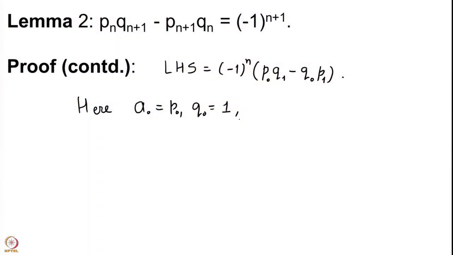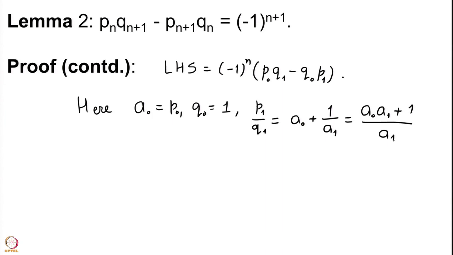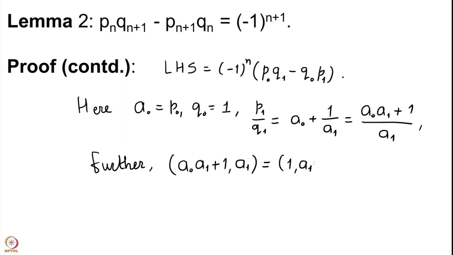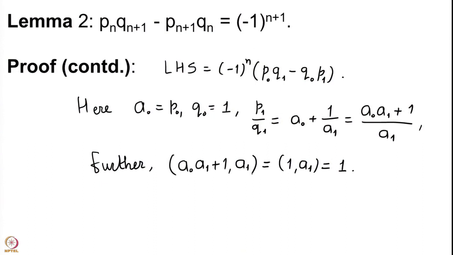So, q 0 has to be taken to be 1, and then p 1 upon q 1, this is a 0 plus 1 upon a 1, which is a 0 a 1 plus 1 upon a 1, and we observe that here the denominator a 1 and the numerator a 0 a 1 plus 1 are coprime to each other. The GCD of a 0 a 1 plus 1 and a 1 is really the GCD of 1 and a 1, and therefore this is 1. Whenever we have two numbers a and b, if you add a multiple of one of those two to the other, the GCD is not going to change. So, we have that the GCD of a 0 a 1 plus 1 and a 1 is the GCD of 1 and a 1, which is 1.